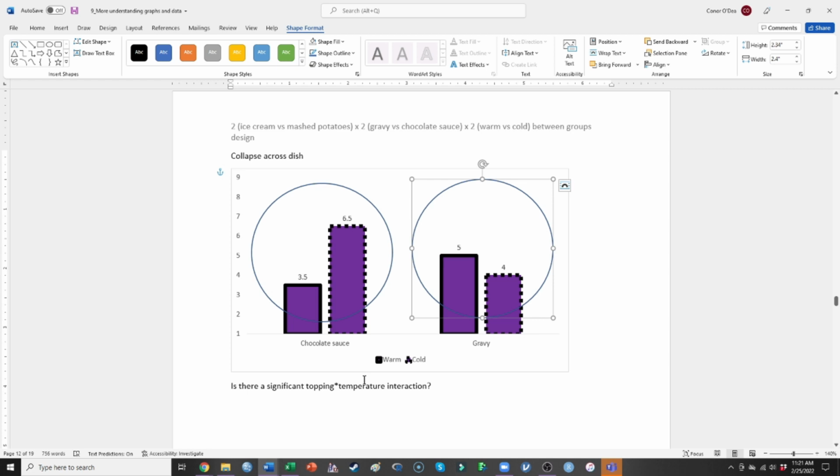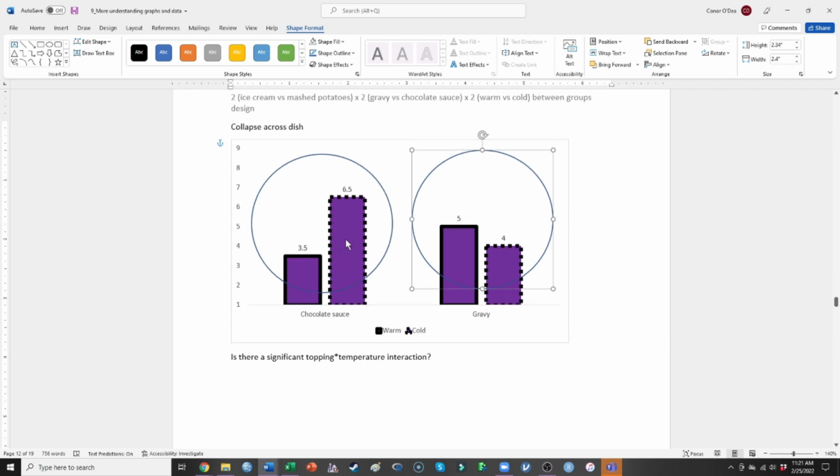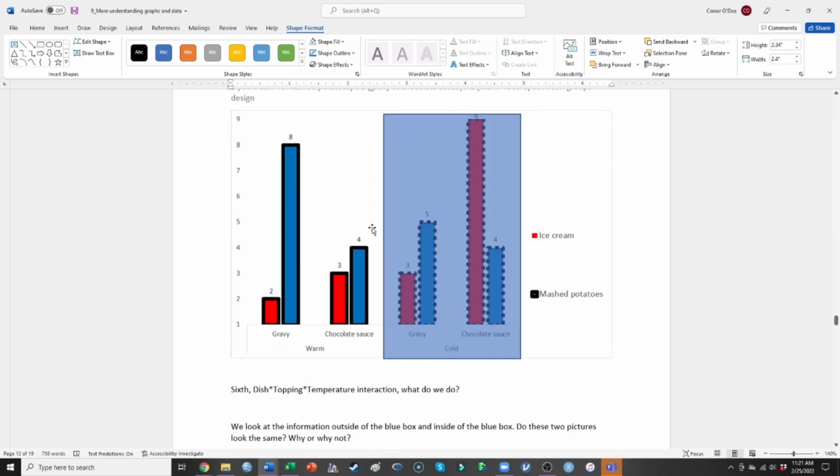Again, we're seeing a disordinal interaction here because in the chocolate sauce condition, people preferred the cold dish, but in the gravy condition, people preferred the warm dish. They did not maintain their ordering, causing a disordinal interaction. And again, we know it's an interaction because these two viewing windows do not look the same. The effect of each variable depends on the other variable.